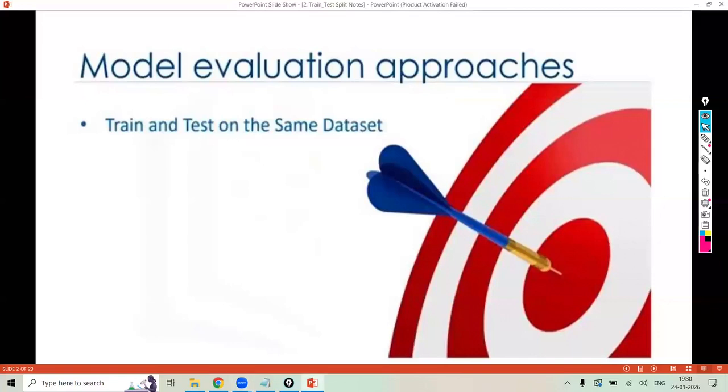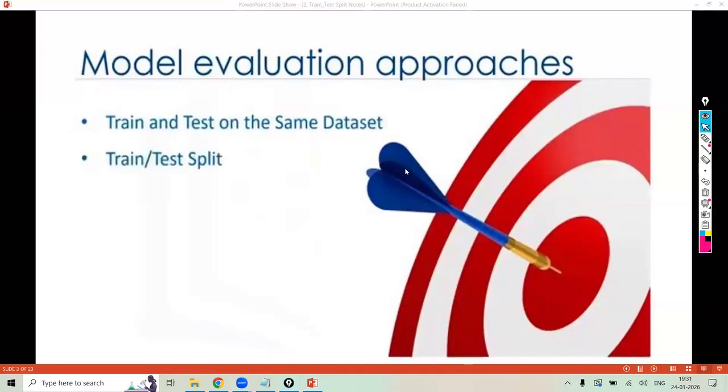Okay. Now, coming to this, guys. Train and test on the same data. At the same time, train test split. Whatever we are having, these are the two things.